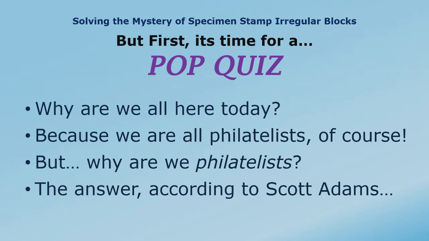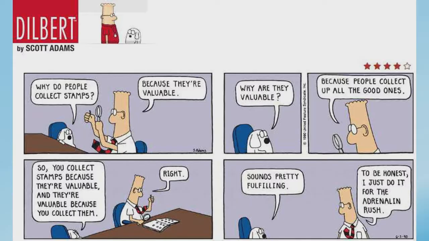So you might want to take a moment and read that. This is a Dilbert cartoon from 1990. Why do people collect stamps? Because they're valuable. Why are they valuable? Because people collect up all the good ones. So you collect stamps because they're valuable, and they're valuable because you collect them? Right, says Dilbert. And Dogbert says, sounds pretty fulfilling. And Dilbert responds, to be honest, I do it just for the adrenaline rush. And speaking only for myself now, I do it for the adrenaline rush too.